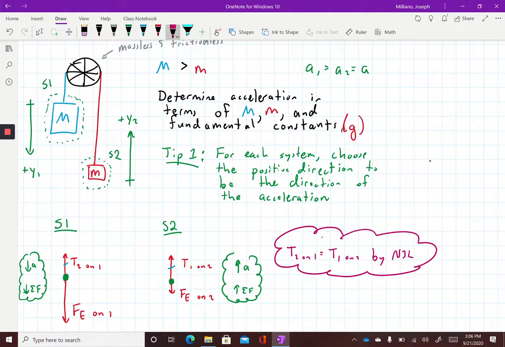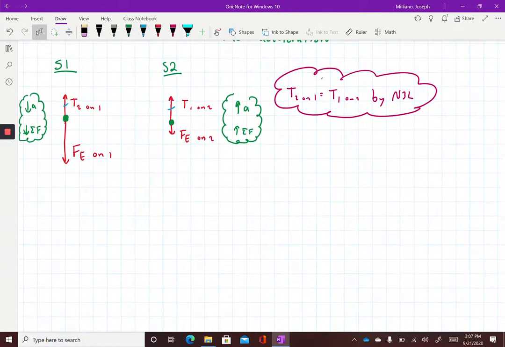And with that, we are ready to write Newton's second law for each of these two systems. We'll start with system 1: the sum of the forces in the y direction for system 1. Down is the positive direction, so that'll be the force that the Earth exerts on 1 minus the tension that 2 exerts on 1, and that's in the negative upward direction for that system. And that's got to be equal to the mass of system 1, which we called capital M, times the acceleration of the system.